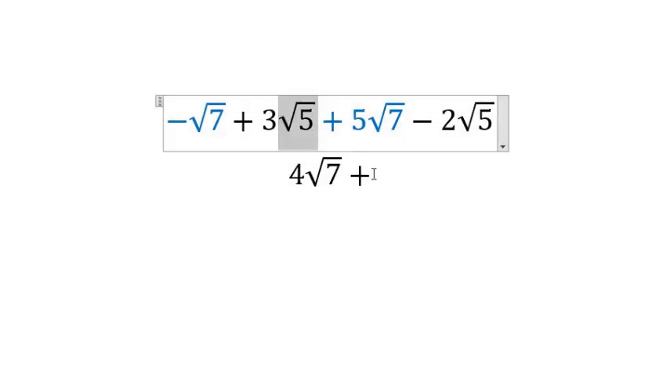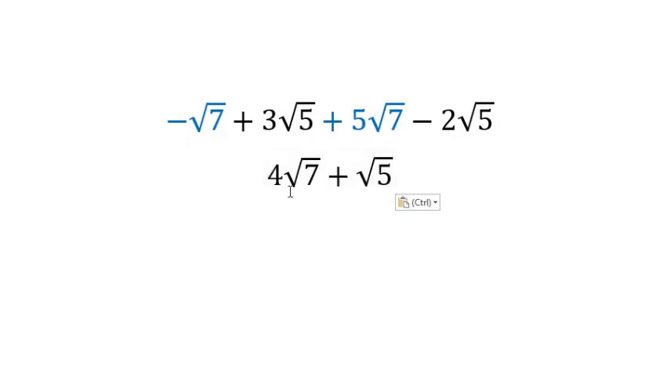The type is square root of 5. They are already organized from the greatest square root to the least square root, so that will be my answer. You just need to perform these operations. Kind of simple. You just need to operate the numbers outside and copy the square root.